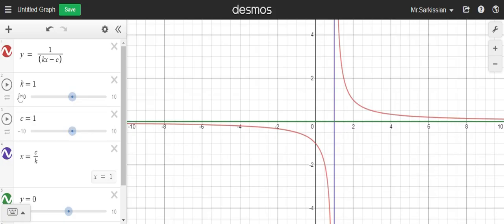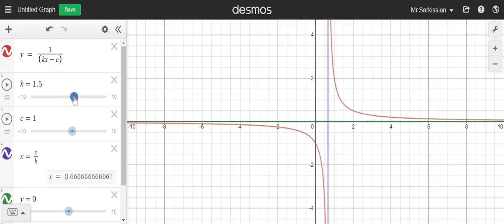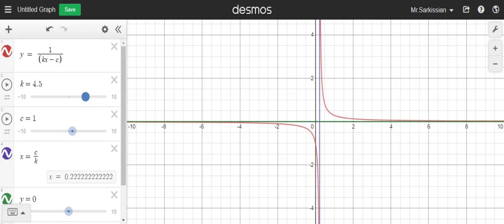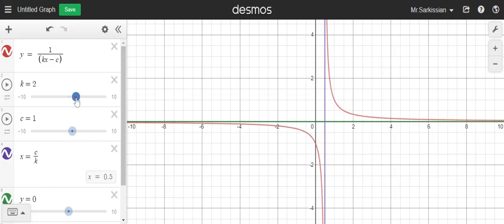Now the value of k is positive. It's positive 1. I can change it to other positive values. For example, it can become 2.5, 3, 4, 5. And as you see, the graph is horizontally shrinking, or horizontally compressed, by a factor of 4.5 in this case, for example. So that's the role of k.